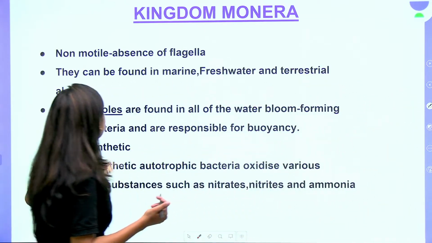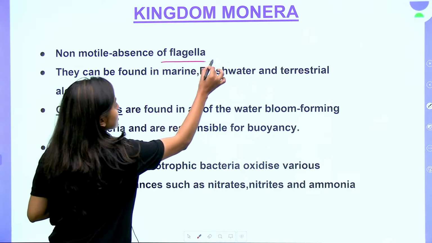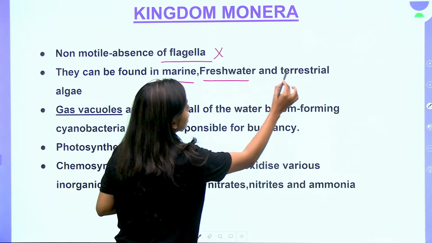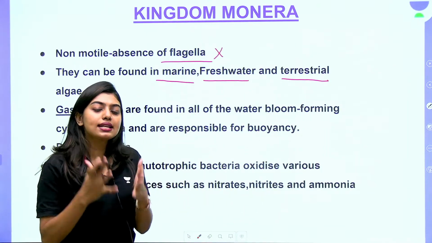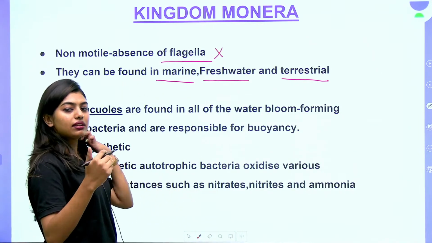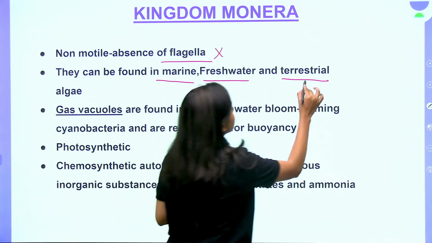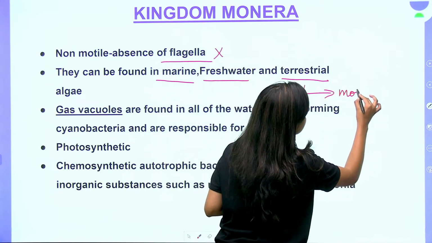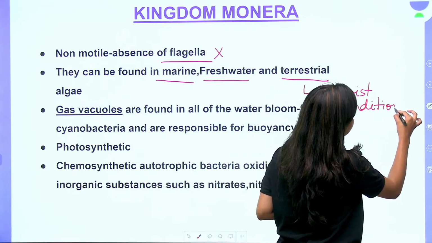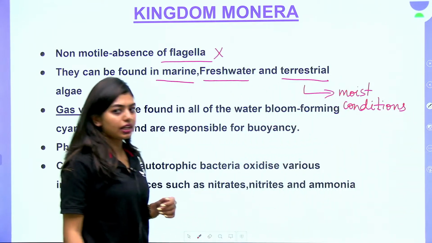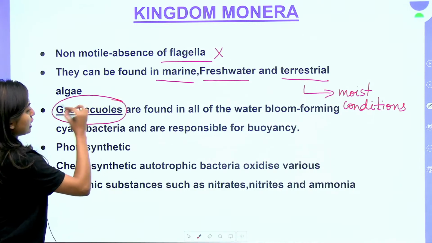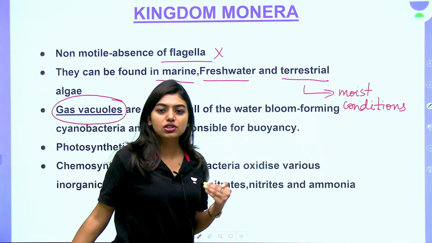Now, look here. They are non-motile, which means flagella are completely absent. They can be found in marine, freshwater and terrestrial habitats. As I told you last class, even if they are present in terrestrial habitats, they will not be present everywhere. They will only be present in damp soil or moist conditions. They cannot survive in dry conditions. Now, this is one important thing which is not in your NCERT but will be asked, so make a note.